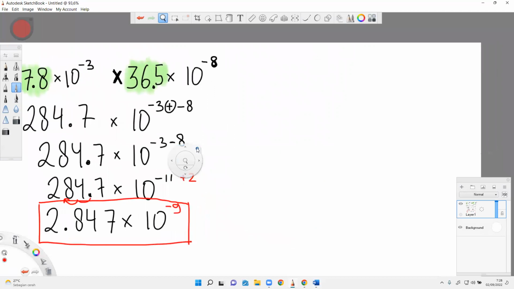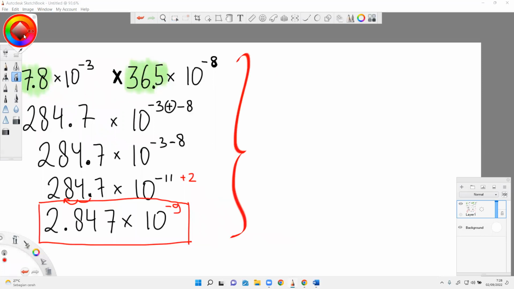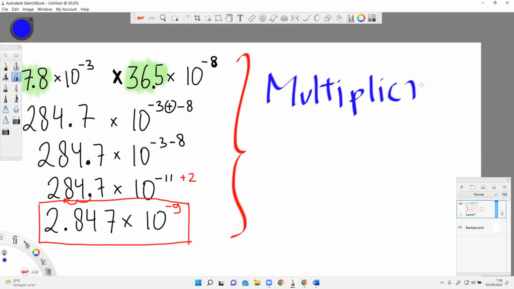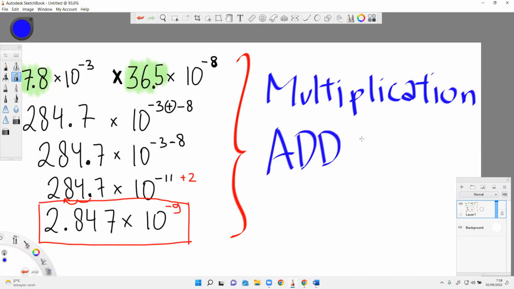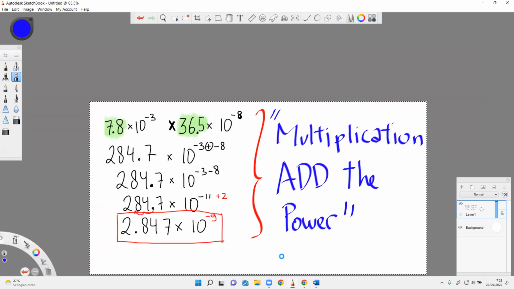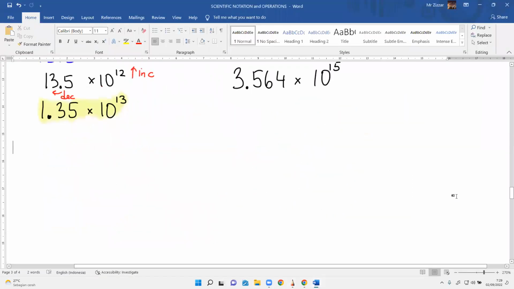Now, let's go further to the division. Okay. So again, I give you the note. The note will be like this. Whenever you do the multiplication, I use the blue color. Whenever you do the multiplication, what do you have to do? Adding the power. Okay. Understand? This is the keyword for you. So multiplication means you add the power. Done. Remember, yeah, add the power.